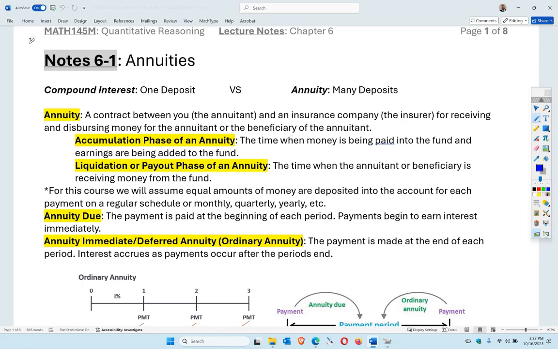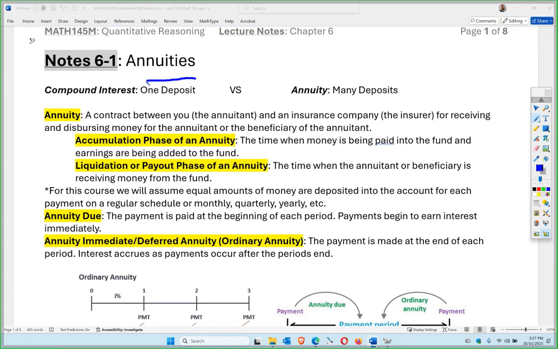So we did compound interest in the prior chapter, which is where you just make one deposit, right? Things like CDs, where you just put one amount in and over time it grows. CDs for a while were 5%. So you put $10,000 in and you keep getting 5%, compounded monthly.